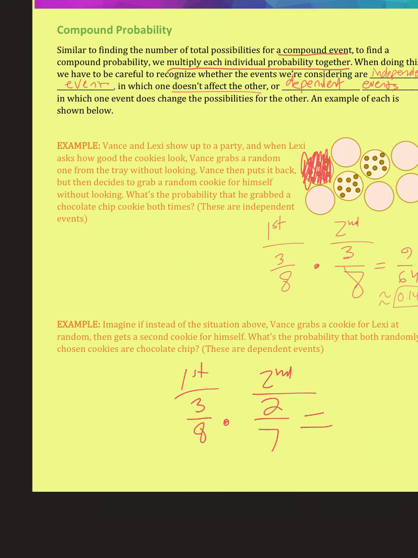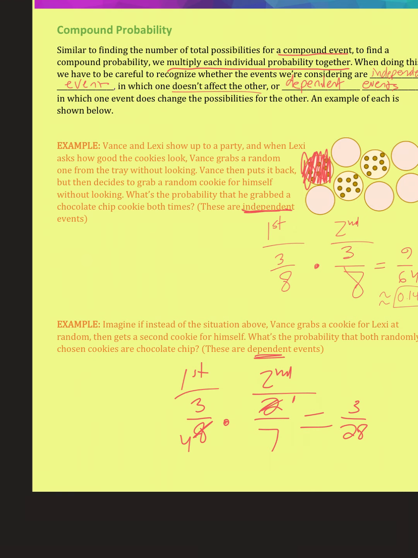You can see this is called dependent. With independent events, you still have the same kind of total. With dependent events, things are changing, and dependent is more tricky. So I just need to multiply these. I'm going to cross simplify. 2 goes into 8 4 times. 2 goes into 2 1 time. Multiply straight across, you get 3 out of 28.